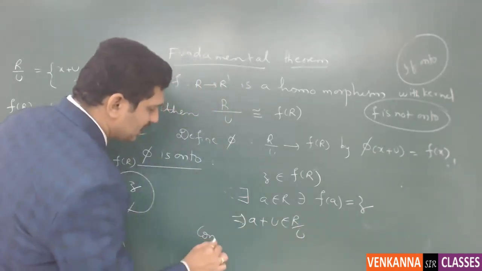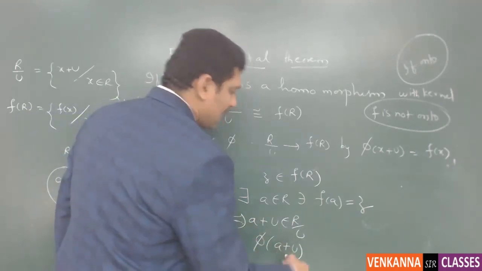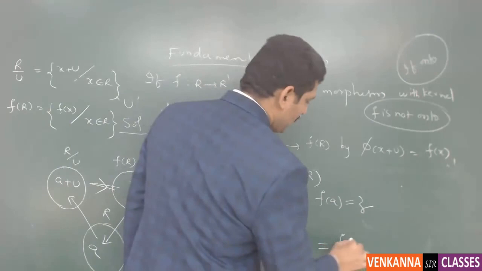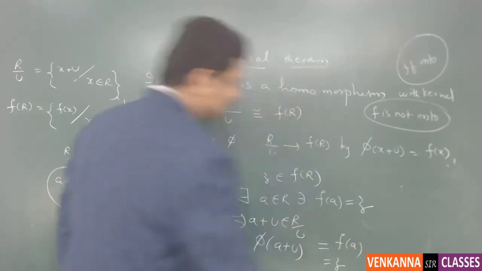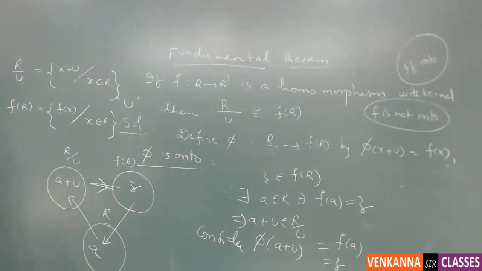So a plus U belongs to R by U. You consider phi of a plus U. As per the phi definition, it is f of a, and this is equal to z. Therefore, phi is onto. Please check that. Even if you are not able to write the data by representing this diagram, we simply understood: for every element in the codomain, the corresponding pre-image will exist in the domain. Please take a note of that. Then I prove the part of homomorphism.